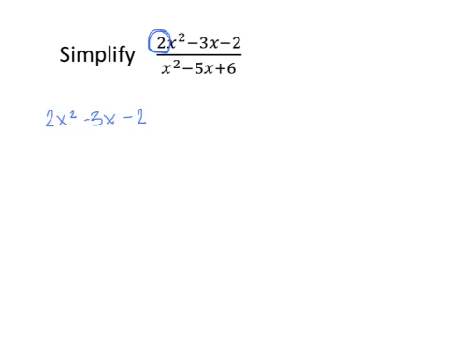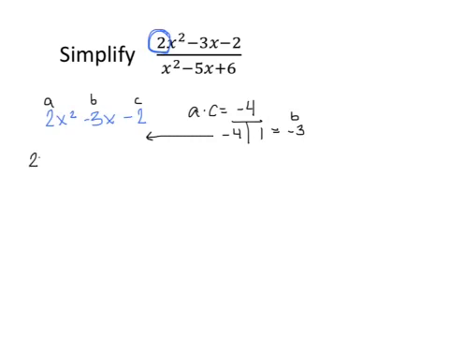Multiply A and C. Multiply A and C, very good. So this is A, this is B, and this is C. We need what A times C equals, which is negative 4. We need factors of that add to get B, which is negative 3. So what multiplies to get negative 4 adds to get negative 3? Negative 4 and positive 1. Very good.